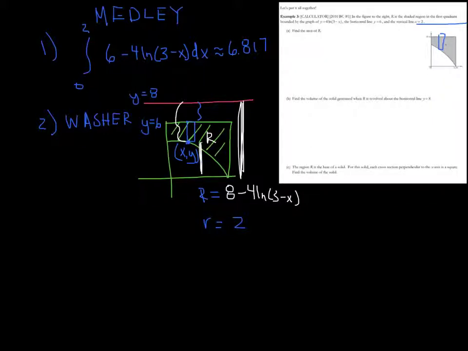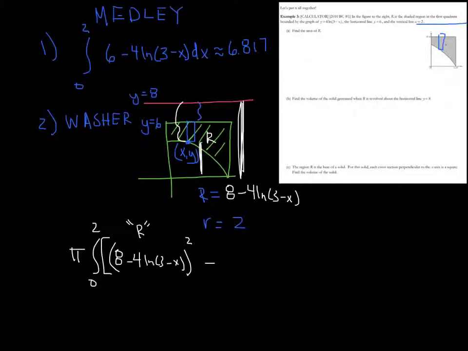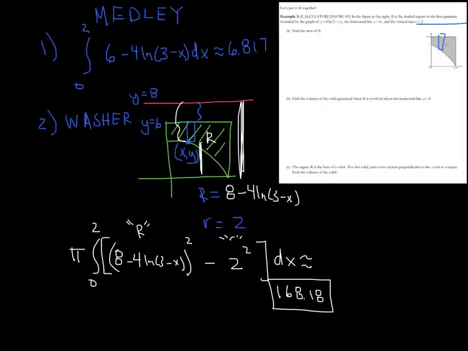So all we're going to do now is plug this into the formula, and we are done. We've got pi, integral from 0 to 2, because this is a dx strip, so we're integrating from 0 to 2 on the x-axis. Capital R squared, which is going to be 8 minus 4 natural log of 3 minus x. I'm going to put a bracket and then a parenthesis, that way we're not confused at all. That is our capital R, squared, minus little r, which is 2 squared. All of that is multiplied by dx. And that is going to end up giving us 168.18. And that is the volume rotated around the line y equals 8.